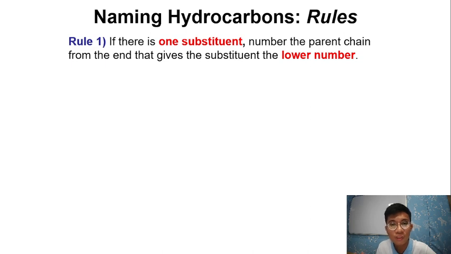So, rule number 1. So, ito na yung mga rules. So, i-discuss ko yung bawat rules. So, sabi sa rule number 1, if there is one substituent, number the parent chain from the end that gives the substituent the lower number. So, one substituent, ibig sabihin, isa pa lang nakakabit dun sa ating parent chain. And we should give the substituent the lower number. So, dapat ay mag-start ng structure na mabibigyan ng number yung substituent.